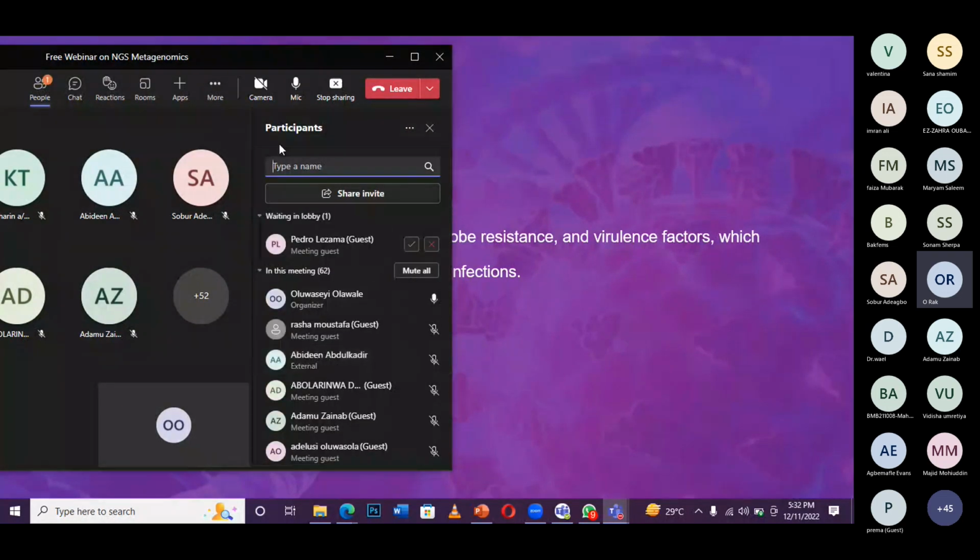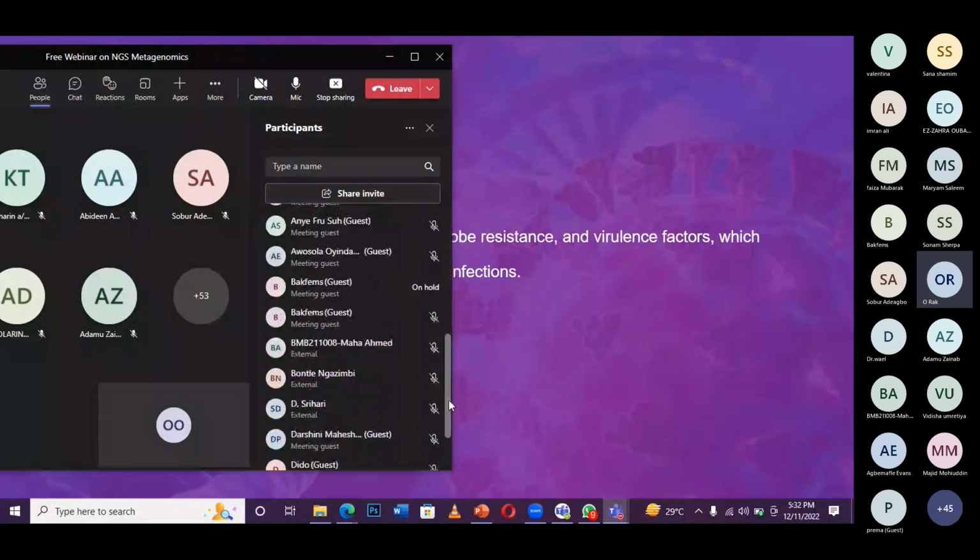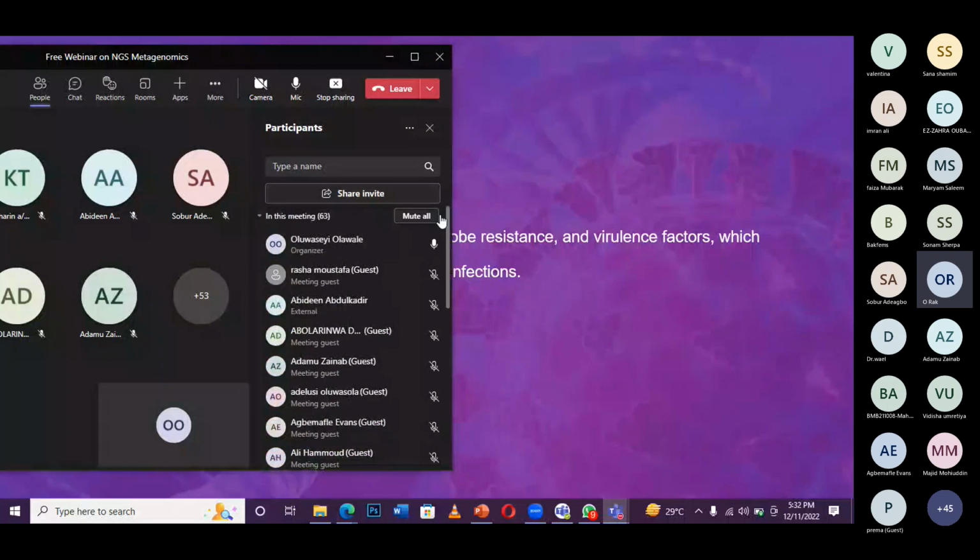Hello, please, can that person mute? Thank you so much. Sorry, this is the first time we're using Microsoft Teams at Genomark. We've been using Zoom.